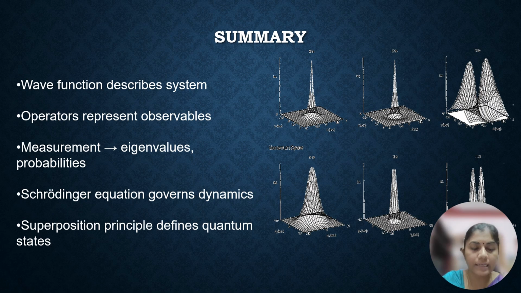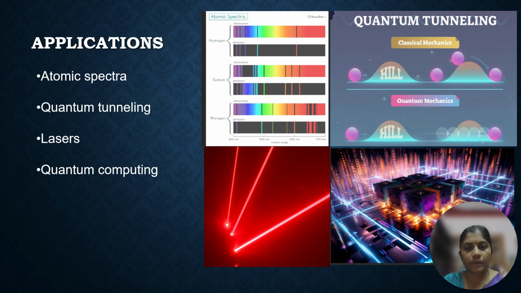To summarize, systems are described by wave functions. Observables are represented by operators. Measurement yields eigenvalues with certain probabilities. Time evolution follows the Schrödinger equation. States can exist in superposition. These five postulates form the backbone of quantum mechanics. They explain atomic spectra, tunneling, laser, and even modern quantum technologies.